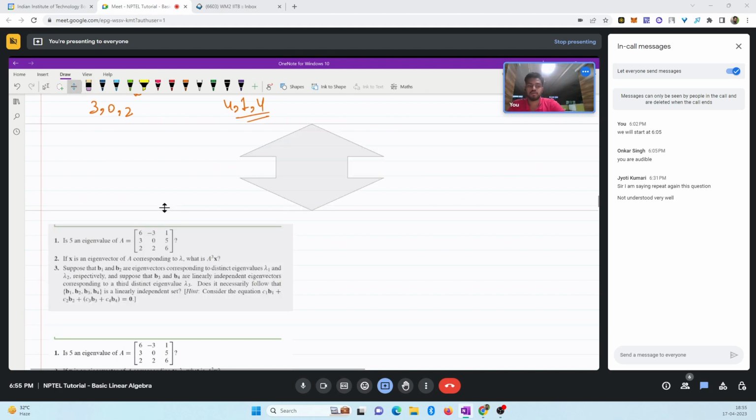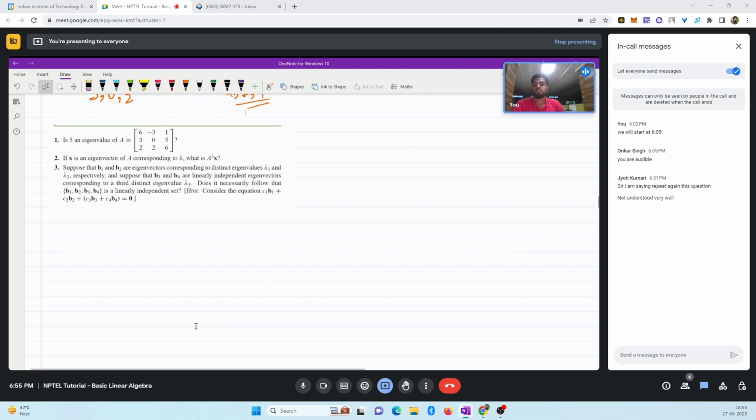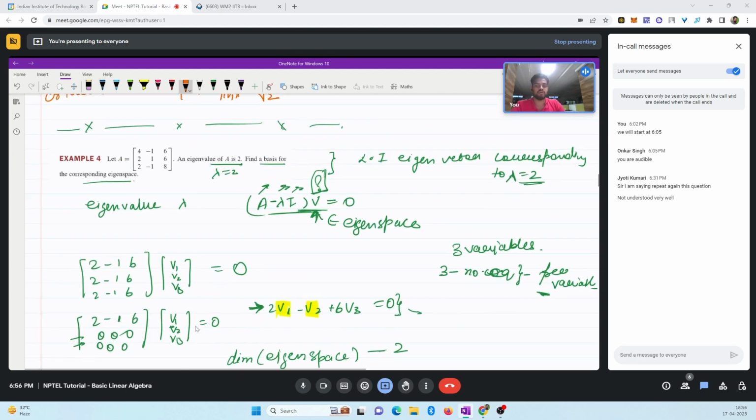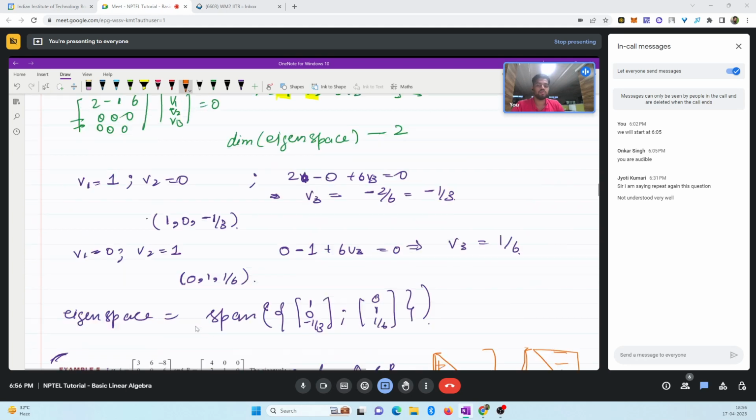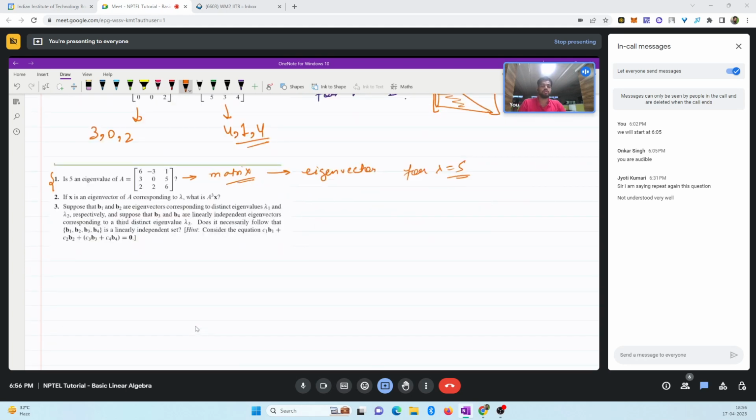Yeah. So now you need to check. These are three sort of related questions. That is, is 5 an eigenvalue for this particular matrix? And how would you check is, you will try to find an eigenvector for lambda is equal to 5. If you are able to find, then it is an eigenvalue. If you are not able to find, then it's not an eigenvalue. Similar to the last-to-last example where we found eigenvector corresponding to lambda is equal to 2. Over here, you have to find eigenvector corresponding to lambda is equal to 5. So try this one. Then we'll go to the second question.